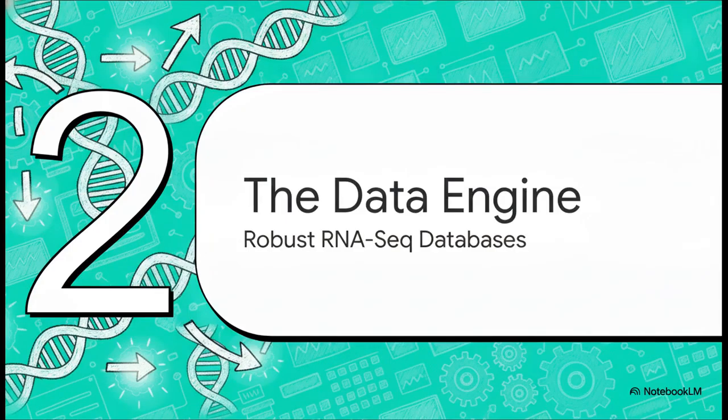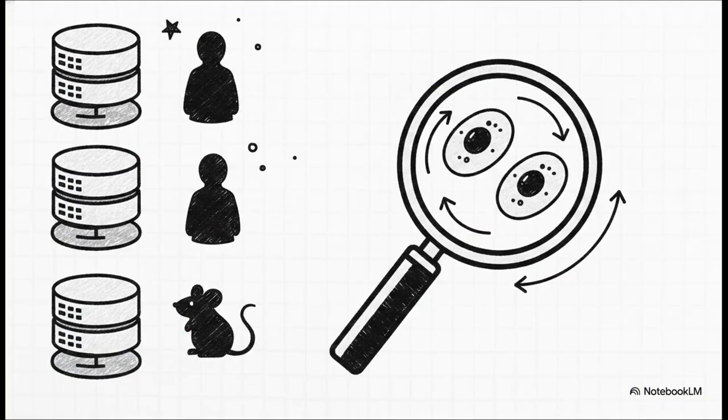Moving on to Section 2, the data engine. To give TissueEnrich its analytical superpowers, the authors tapped into some of the most robust RNA-Seq databases in the world, processing data from 3 massive repositories. First up, the Human Protein Atlas, which covers 35 human tissues. Second is GTEx, providing data across 29 human tissues. And third, the Mouse ENCODE project, covering 17 mouse tissues.